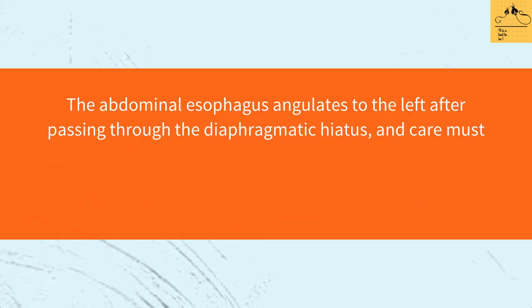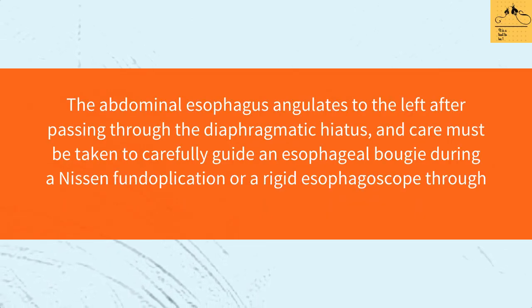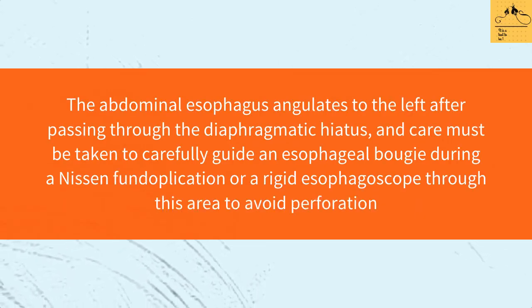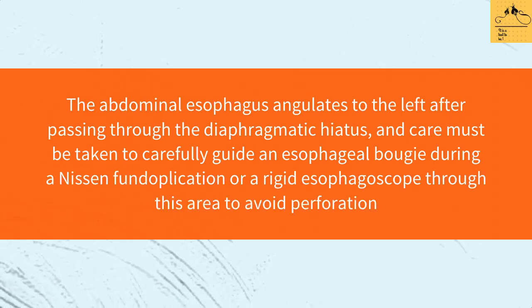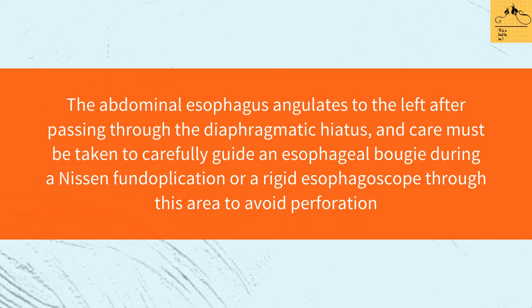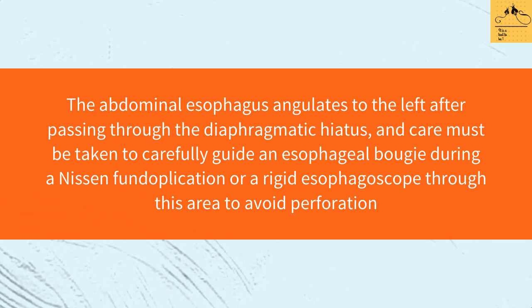The abdominal esophagus angulates to the left after passing through the diaphragmatic hiatus, and care must be taken to carefully guide an esophageal bougie during a Nissen fundoplication or a rigid esophagoscope through this area to avoid perforation.